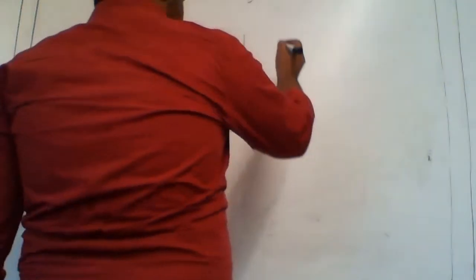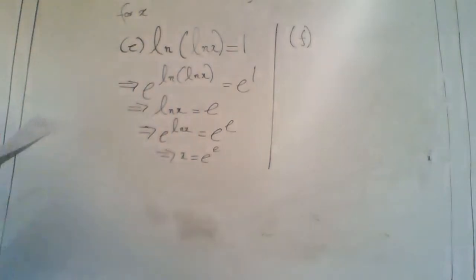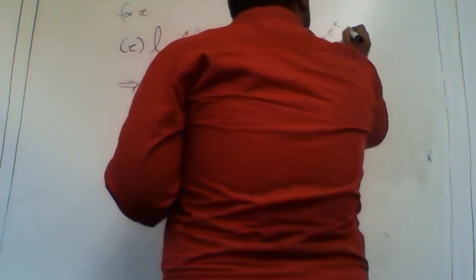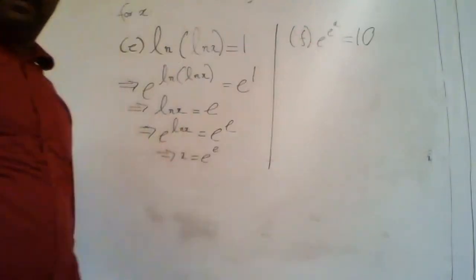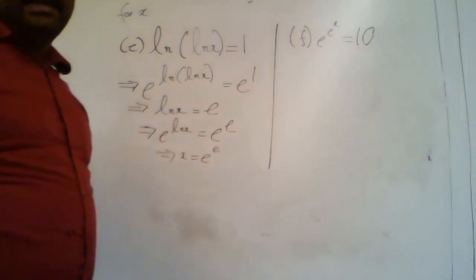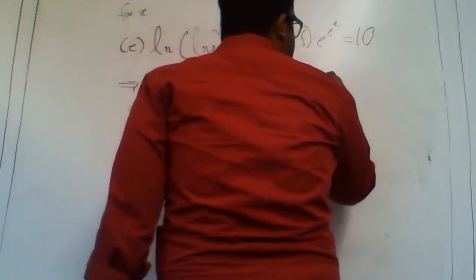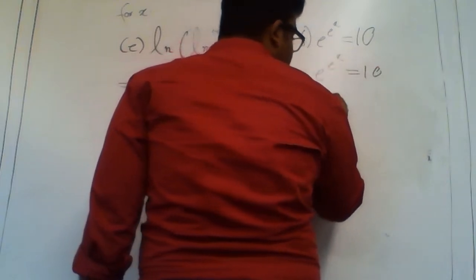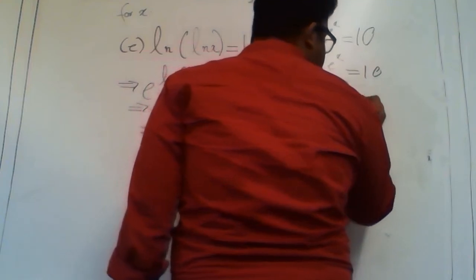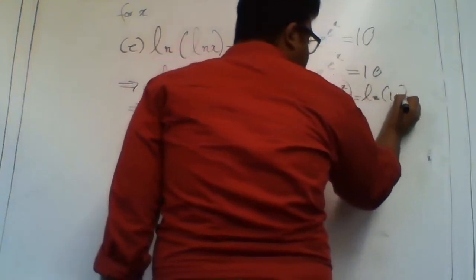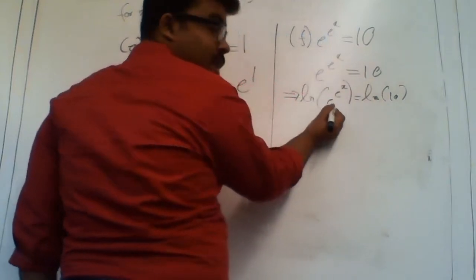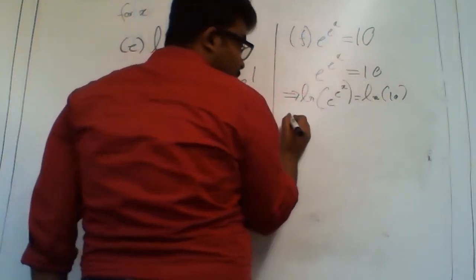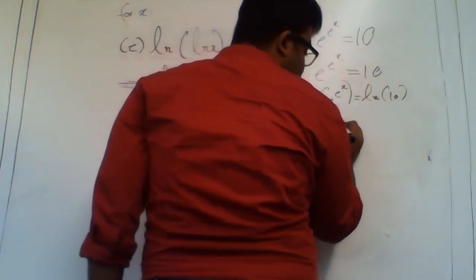Finally, the last problem from the first part. e to the power x equals 10. Okay, so first I apply ln on both sides. e to the power x equal to 10. If I apply ln on both sides, I get ln e to the power x equal to ln 10. Now you see this ln and this e will cancel each other, but the top e will remain. So I will have e to the power x equal to ln 10.